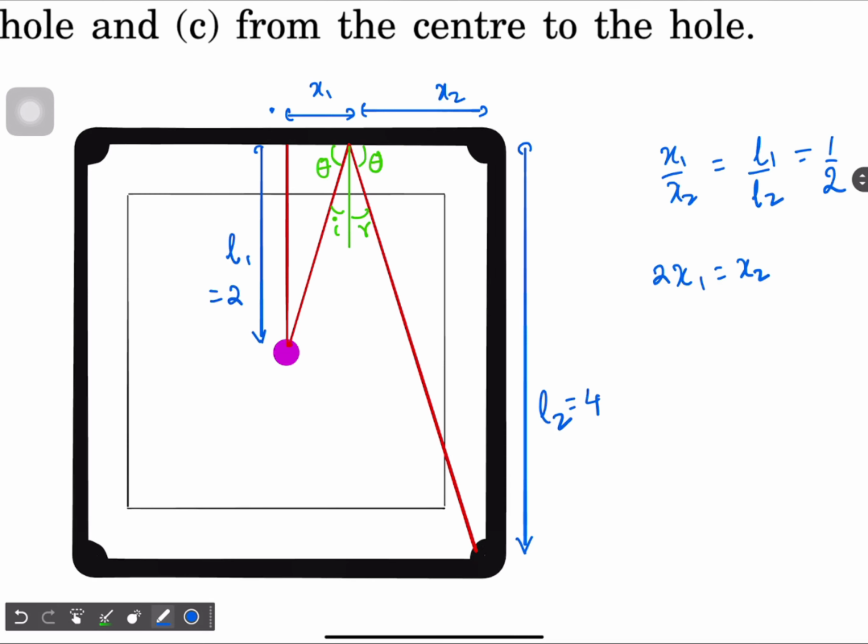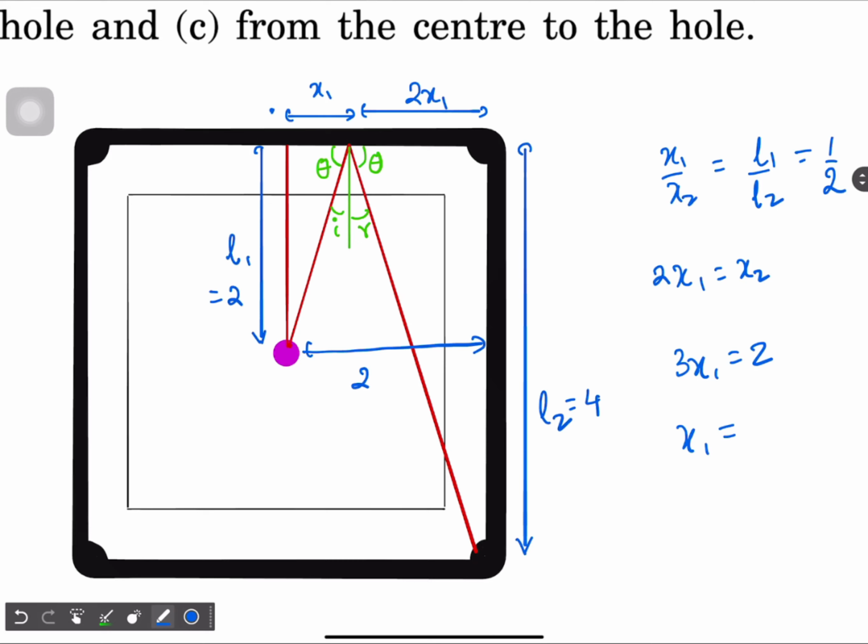So in the diagram over here, I'll replace x2 with 2x1. Now, what is this total length? x1 plus 2x1, that is 3x1. But at the same time, since this is your midpoint, from the midpoint to the edge, your length should be half of the total length of the carom board. That means this length should again be equal to 2. So x1 plus 2x1, that is 3x1 equals 2, or x1 equals 2 by 3 feet.